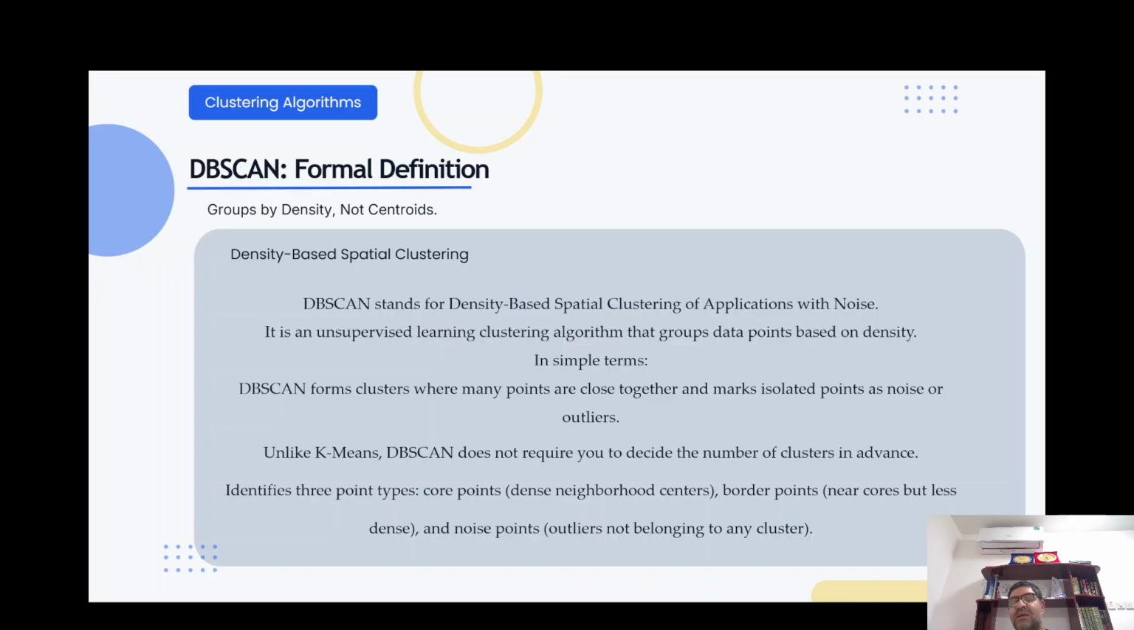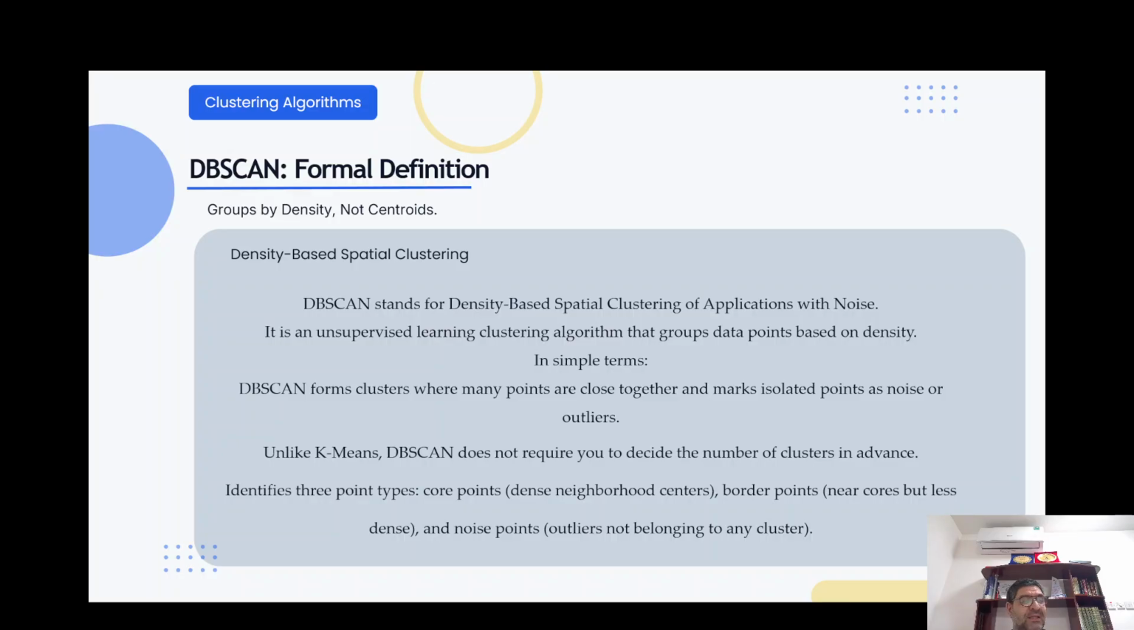So it is grouping points based on density. To explain this in a very simple way, DBSCAN forms clusters where many points are close together, and it marks isolated points as noise or outliers. Other points which do not fall in that particular space, it will mark directly as outliers or noise.